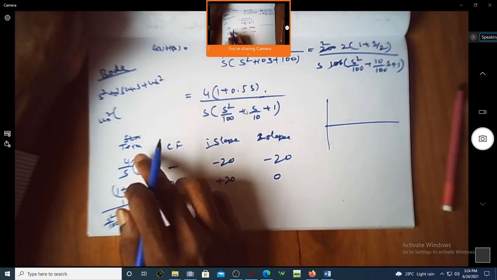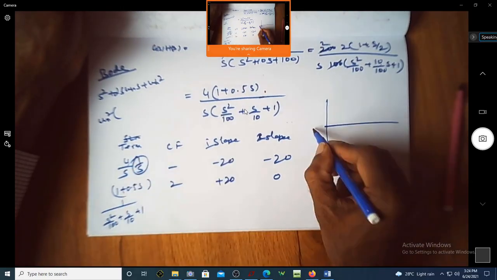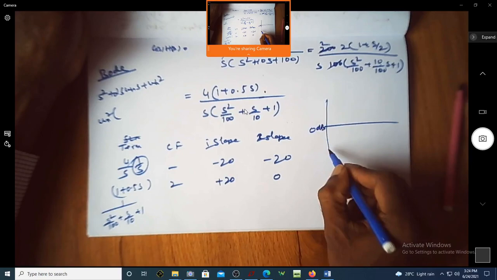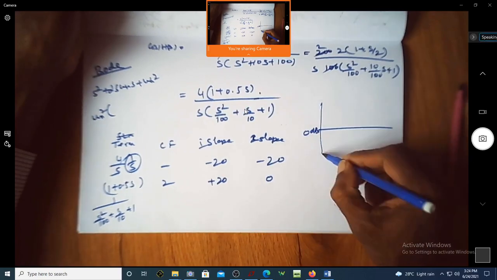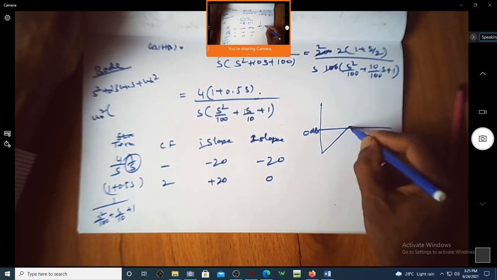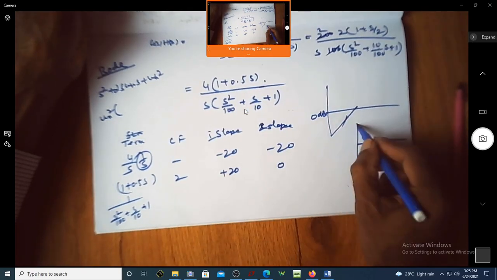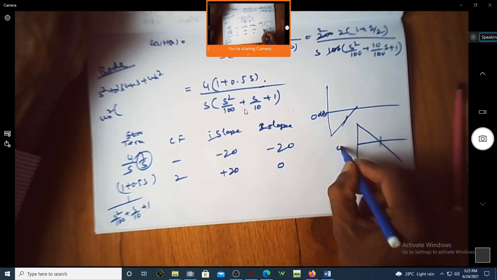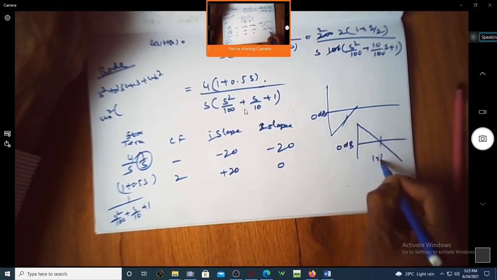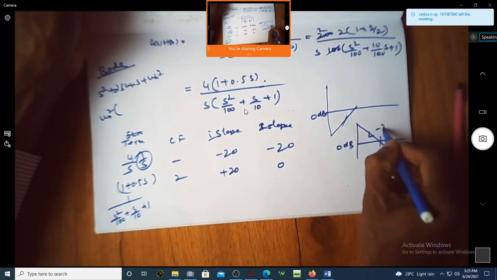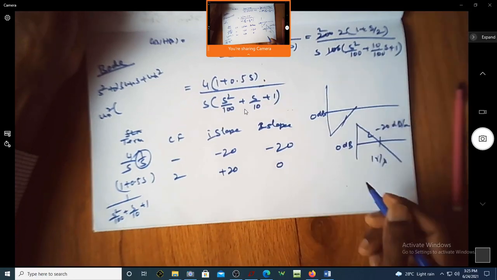No. How do you represent this 1 over s? Is it a slope of minus 20 dB per decade line passing through 0 dB at 1 radian per second? Yes, sir. Exactly, sir. Correct? Yes, sir.